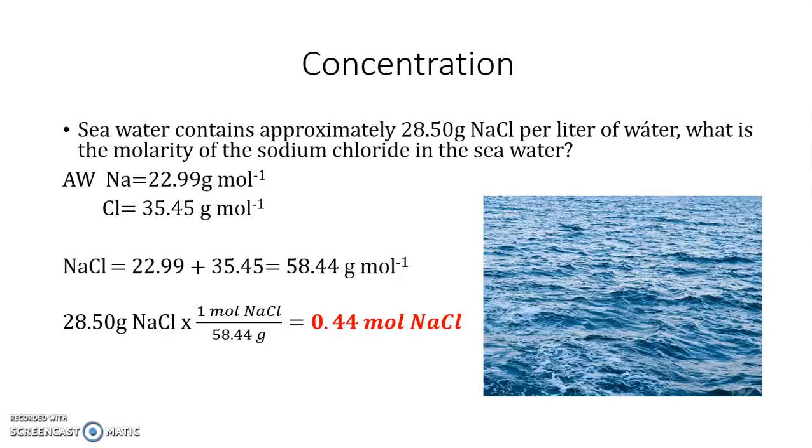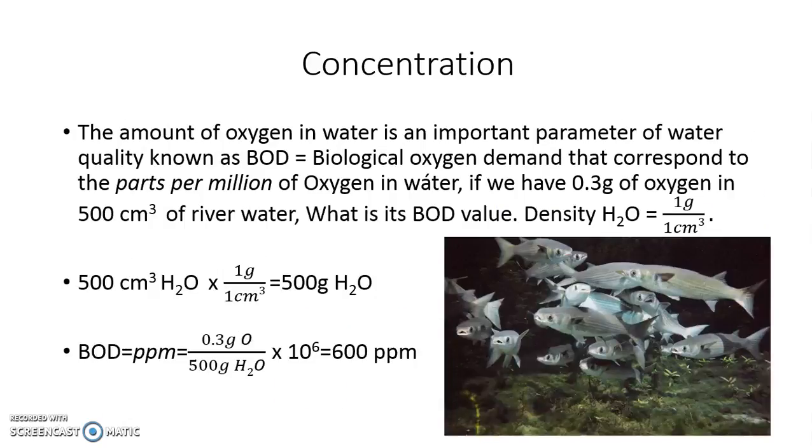The total will be 0.49 moles of sodium chloride. And the molarity will finally be found as moles over liters. If we have 0.49 moles of sodium chloride in 1 liter of solution, your final molarity will be 0.49 molar, okay, with the capital M.